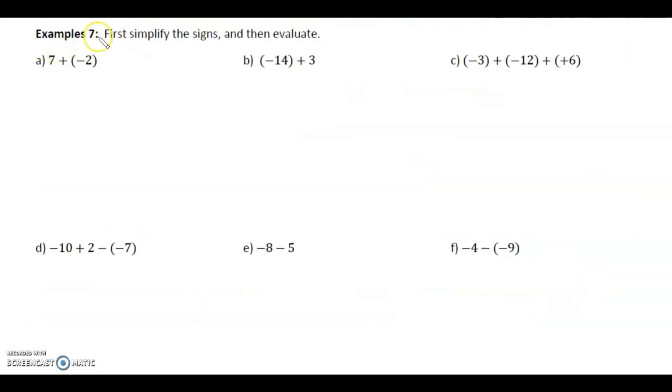Okay, example 7. First simplify the signs and then evaluate. So we have 7 plus negative 2. A positive and a negative is going to yield a negative. So we have 7 minus 2, which I think is the easier one because we have a larger positive integer and then minus 2. So we can just say 5.